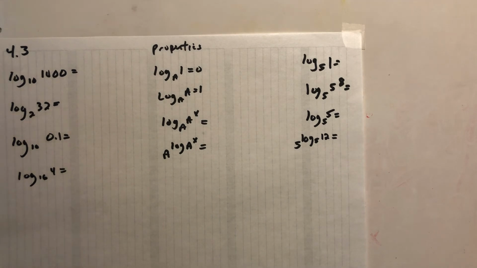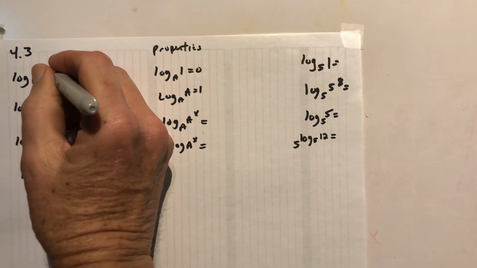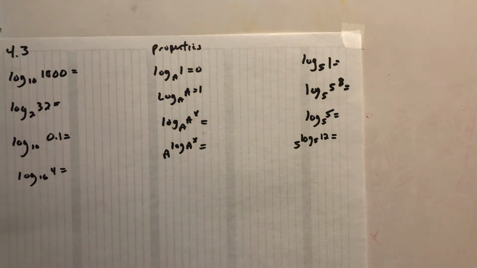Let's start with the first problem. Log base 10 of 1,000. That's supposed to be 1,000. So how many tens does it take to get 1,000? All right, make your guess. Now check it on your calculator.